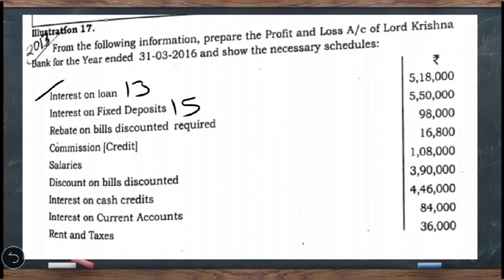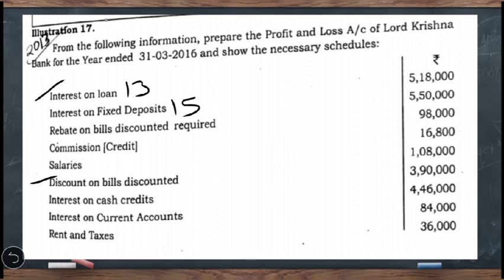Then the next one, rebate on bills discounted required. Rebate on bills discounted, we have already discussed in the previous session. Okay, here it is given that rebate on bills discounted required means at the end of the financial year we have to provide for rebate on bills discounted to the extent of 98,000. So this should be adjusted from amount of discount on bills discounted. Here it is given discount on bills discounted, so it comes in note number 13 along with the interest and discount. This item has to be written.